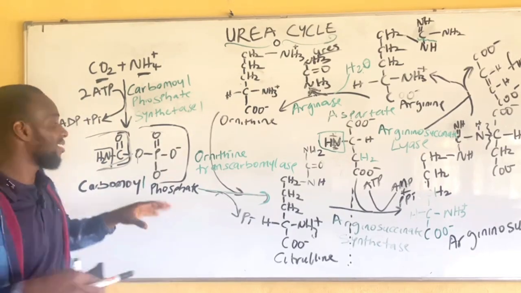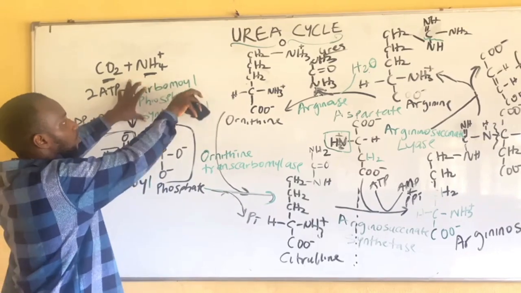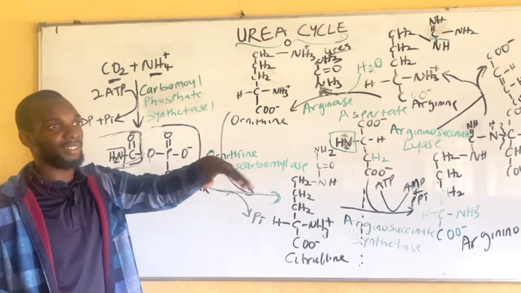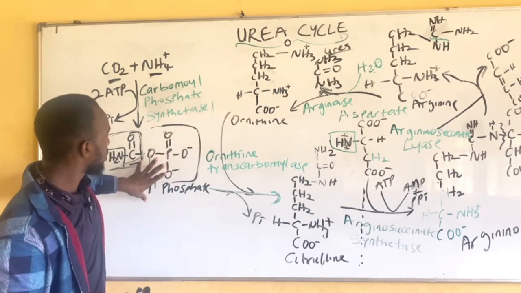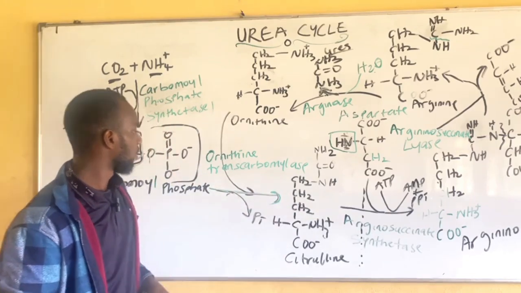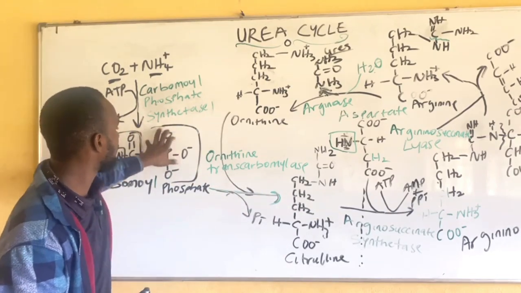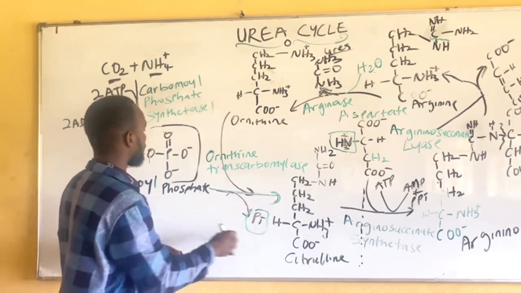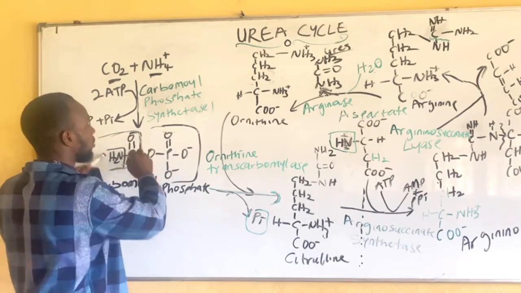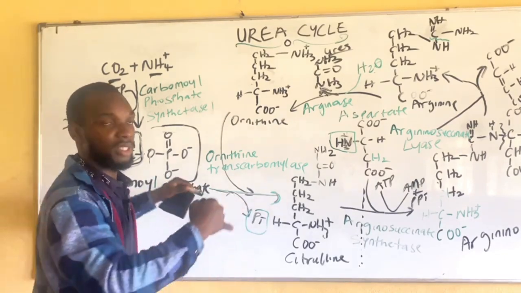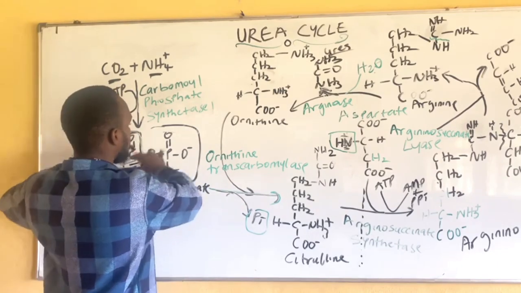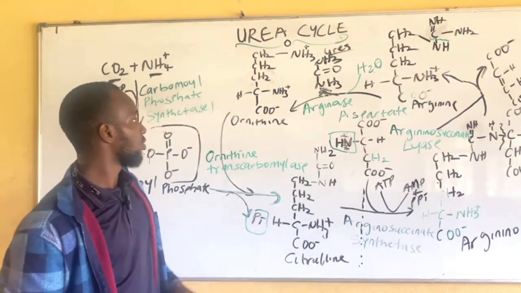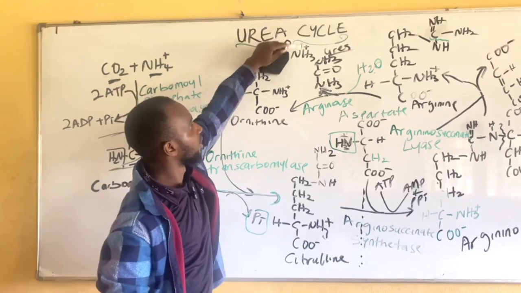The enzyme that catalyzes the synthesis of carbamoyl phosphate is carbamoyl phosphate synthetase 1, because there's actually a carbamoyl phosphate synthetase 2 that catalyzes another reaction. This will then go on to form citrulline. The phosphate group leaves, see it here. There was a donation of the carbamoyl portion of the carbamoyl phosphate to ornithine to form citrulline. You can see it here.